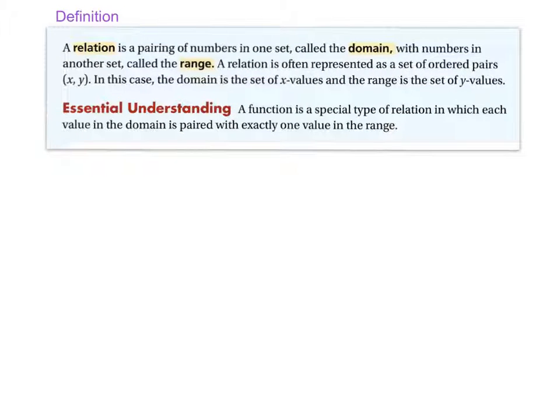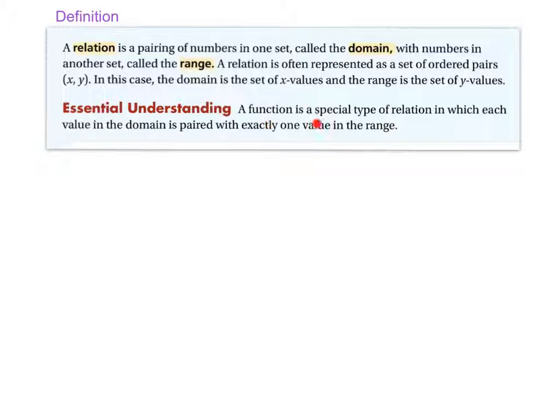In this chapter, this definition is the most important. A relation is a pairing of numbers in one set. So a pairing of numbers can be called a relationship. A relation is a pairing of numbers in one set, called the domain. Domains are x values, or the number being inputted into the equation, with numbers in another set called a range. Our range is our y value, or our output after a number was put into the equation. A relation is often represented as a set of ordered pairs, (x, y), with domain being the x and the range being the y. This is essential.